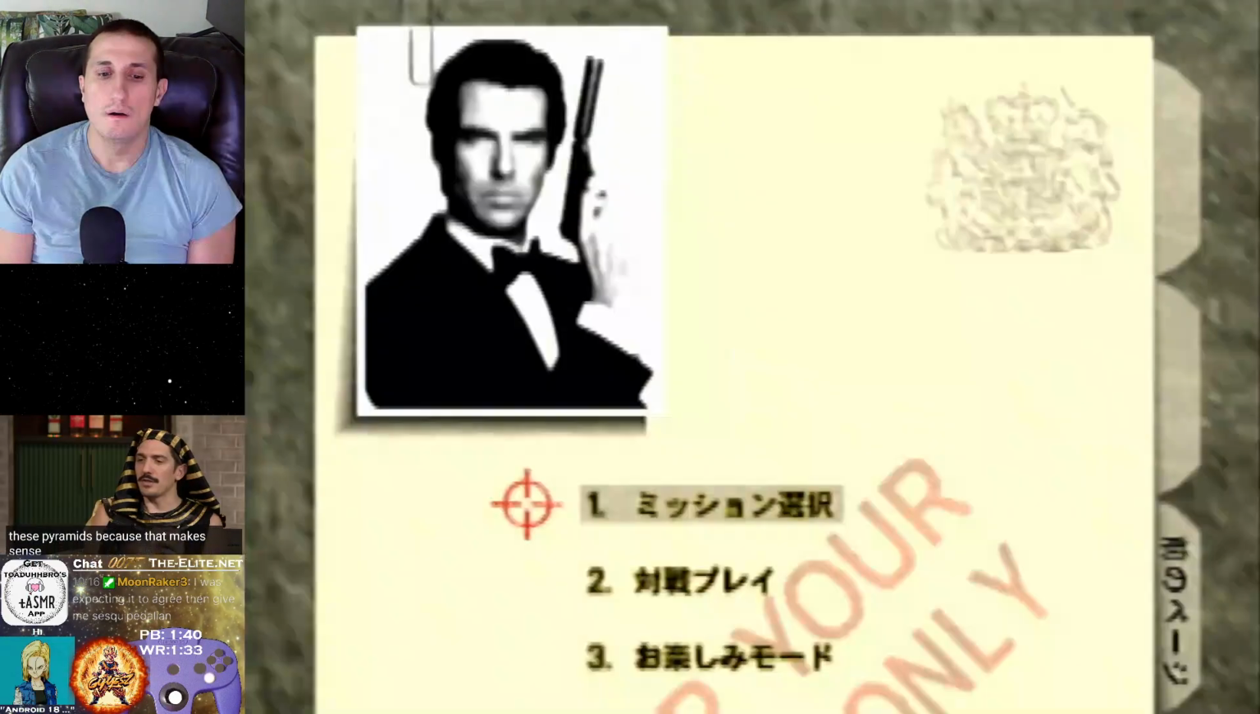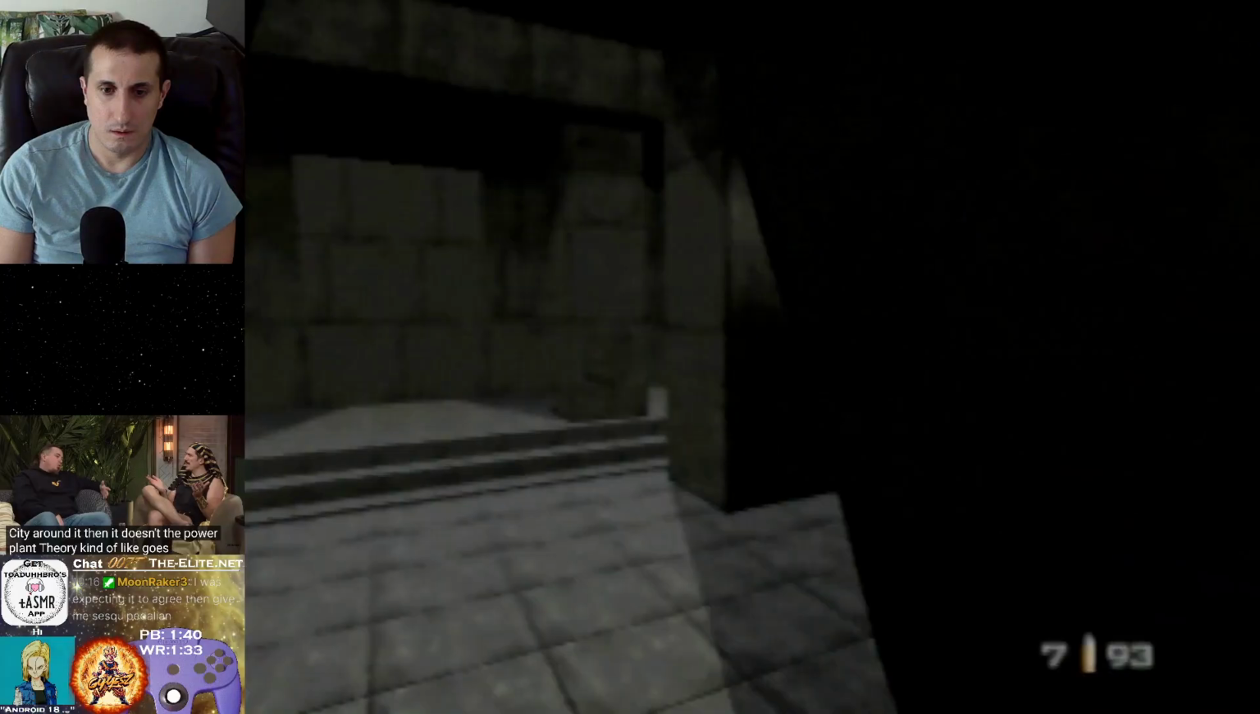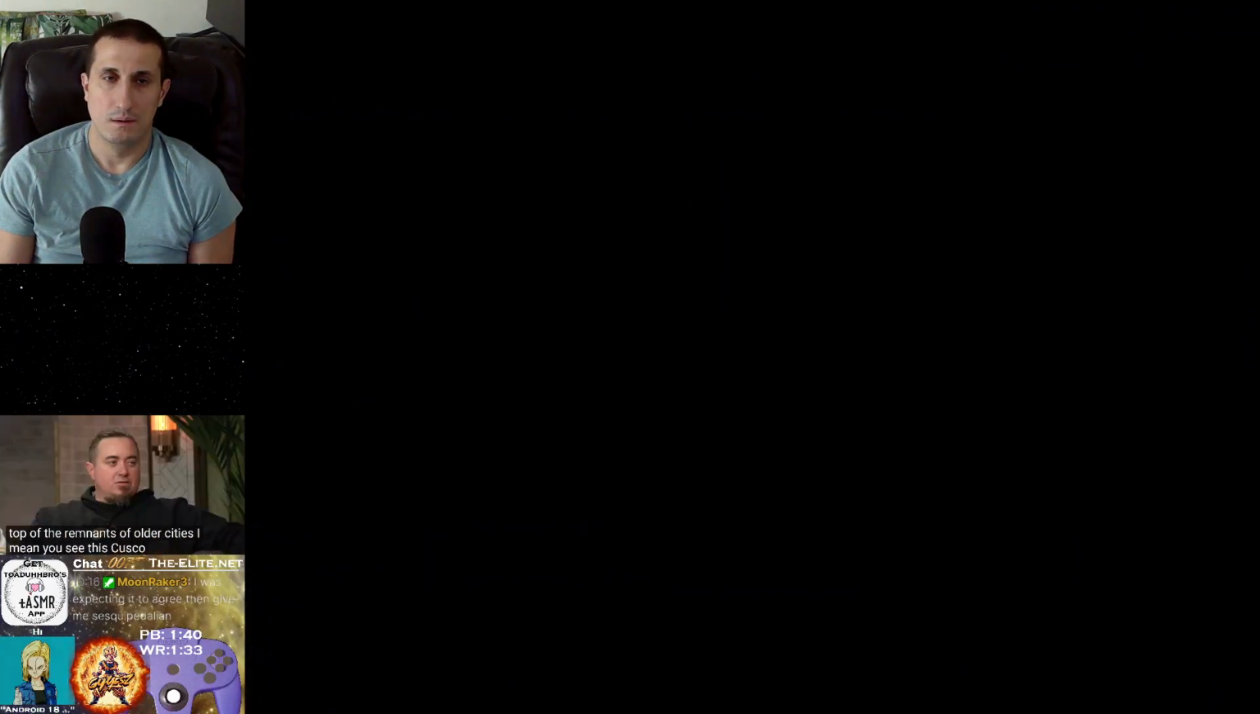Because that makes sense if it's the power plant for the city, right? But if they're just out there in the middle of nowhere and there's no city around it, then the power plant theory kind of goes away. We don't know. The city's probably built on top of the remnants of older cities. I mean, you see this in Cusco and other places too.